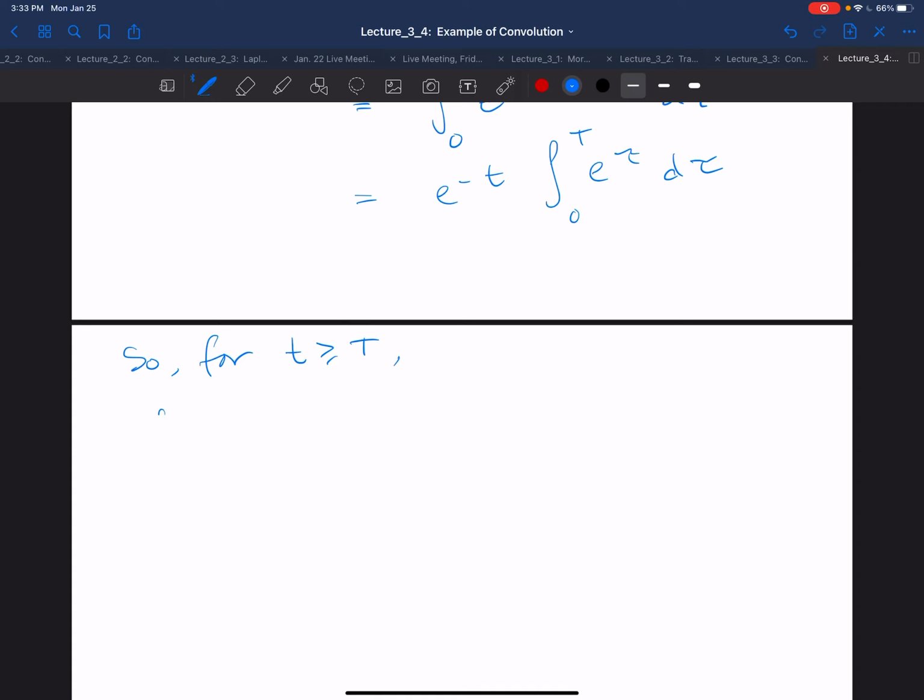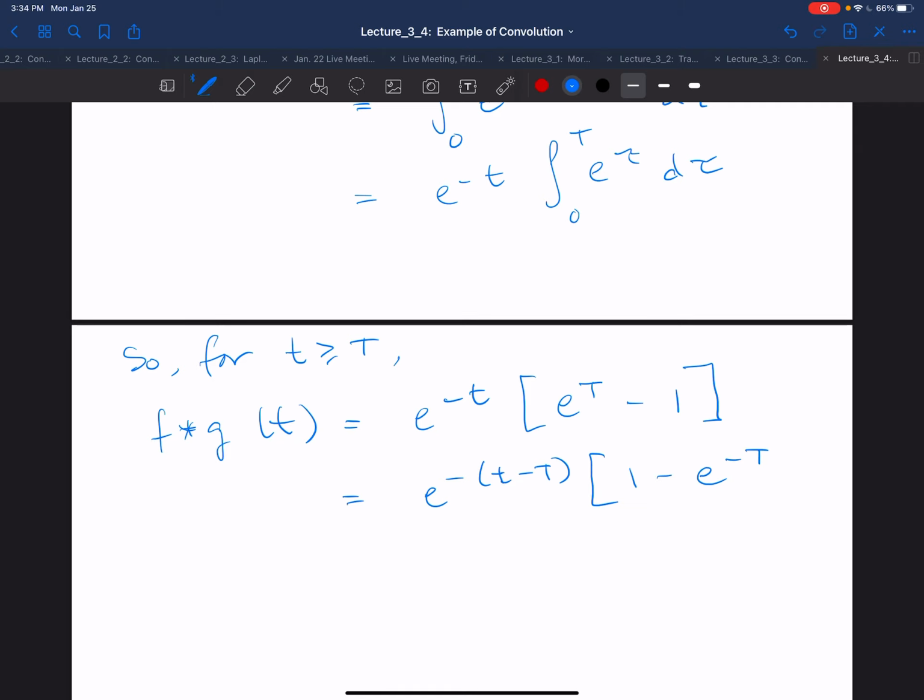So for t greater than or equal to big T, our convolution is going to be e to the minus t times (e to the capital T minus 1). Another way of writing this is e to the minus (t minus capital T) times (1 minus e to the minus capital T).